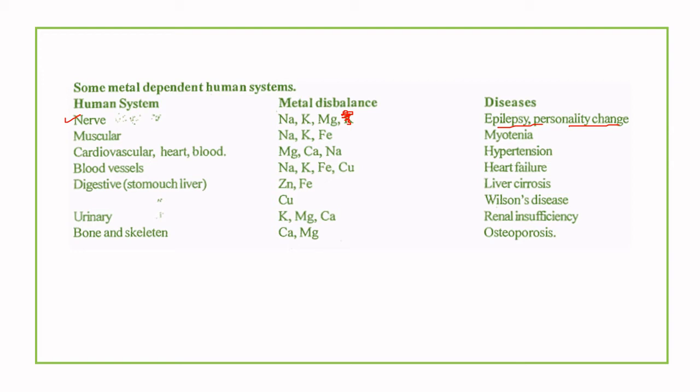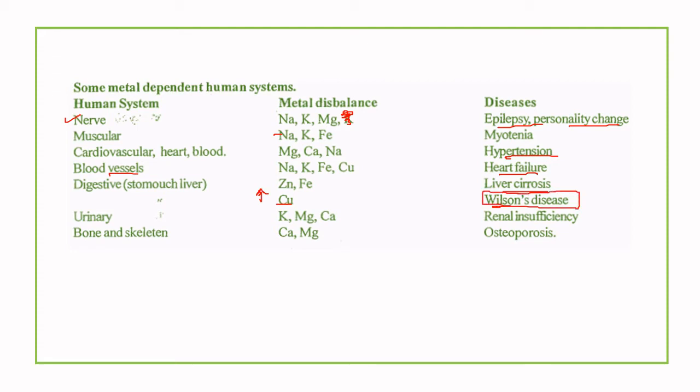And muscular system: sodium, potassium, iron, myotonia. Cardiovascular, heart, blood: magnesium, calcium, sodium. Metal disbalances: magnesium, calcium, sodium, hypertension. Then blood vessels: sodium, potassium, iron, copper, heart failure. Digestive: zinc, iron, liver cirrhosis. Copper, excess of copper results in Wilson disease.